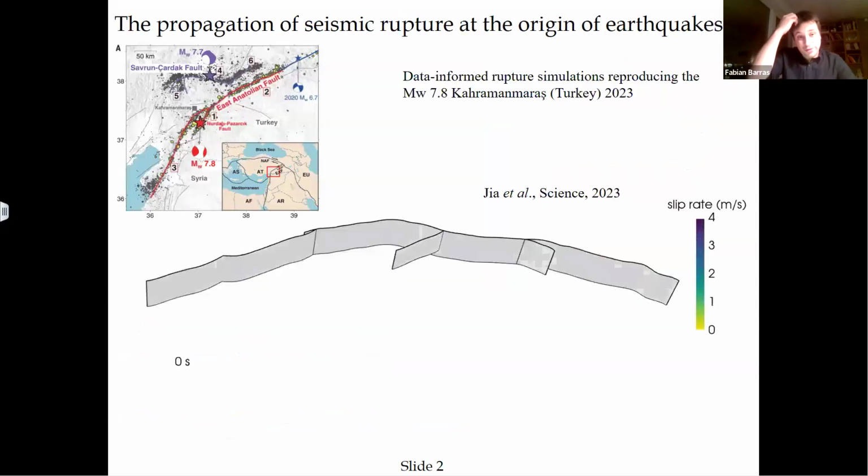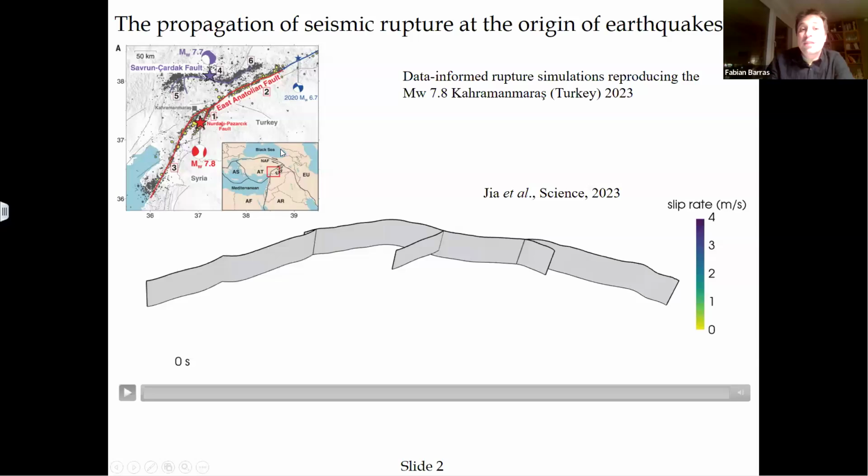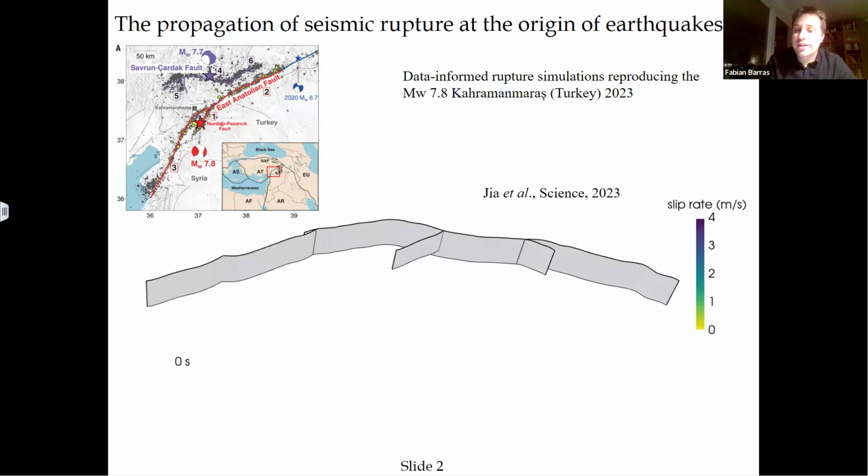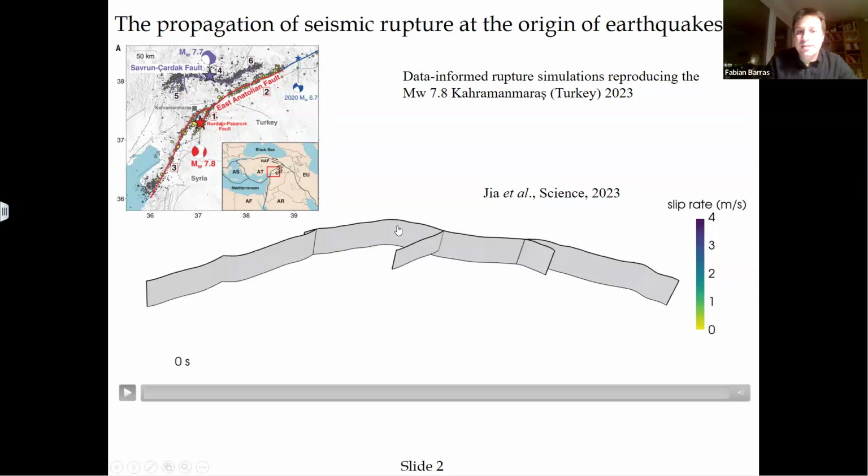But such rupture fronts are also observed or expected to arise at the scale of tectonic faults. Here I brought an example from the 2023 magnitude 7.8 earthquake at the border between Turkey and Syria. And what you see here is a data-informed rupture simulation that reconstructs or reproduces the most likely rupture dynamics that arose during the event. This computation has been made by the group of Alice-Agnès Gabriel.